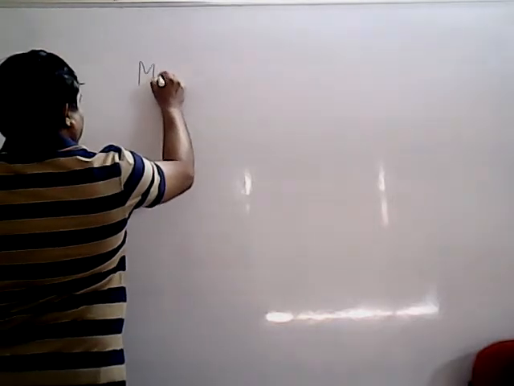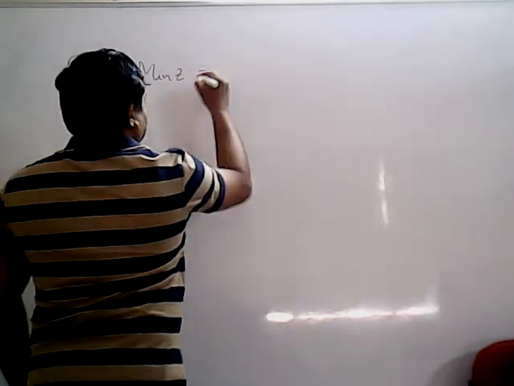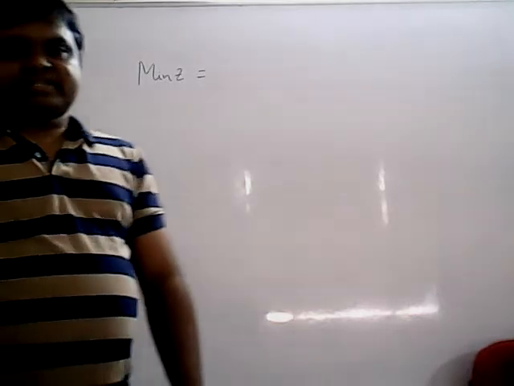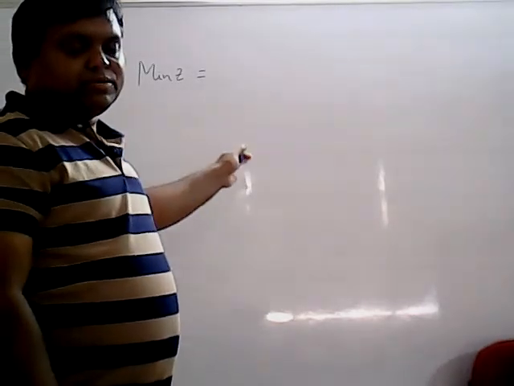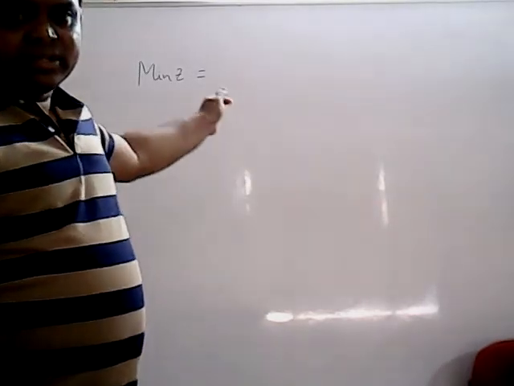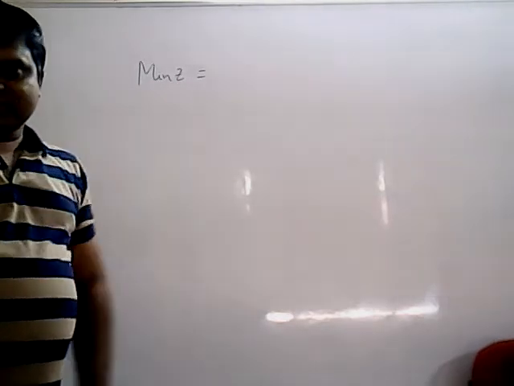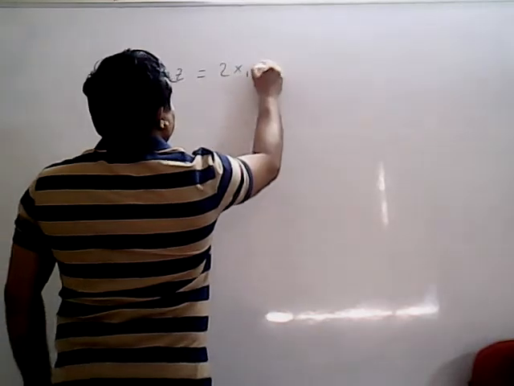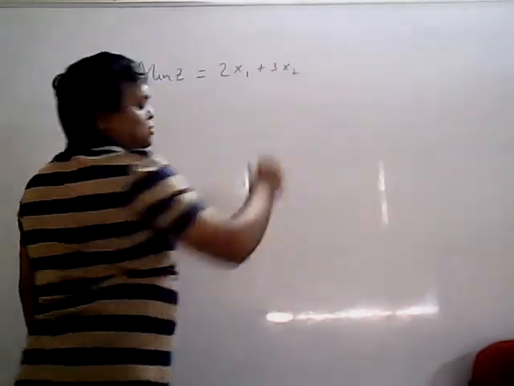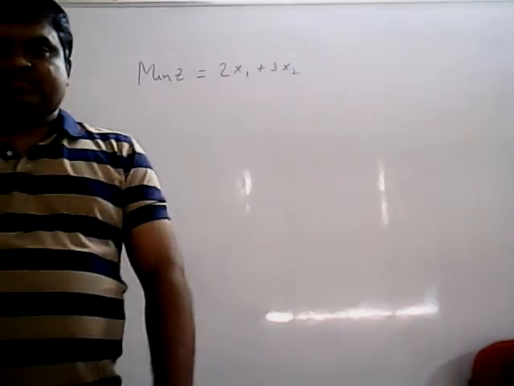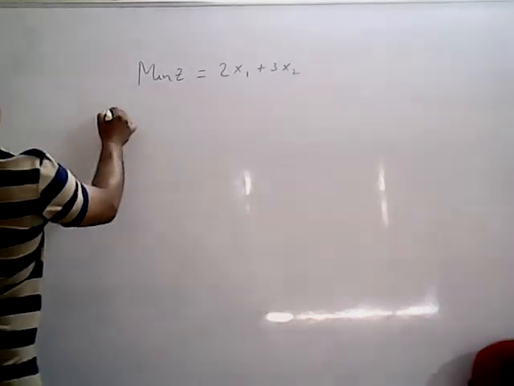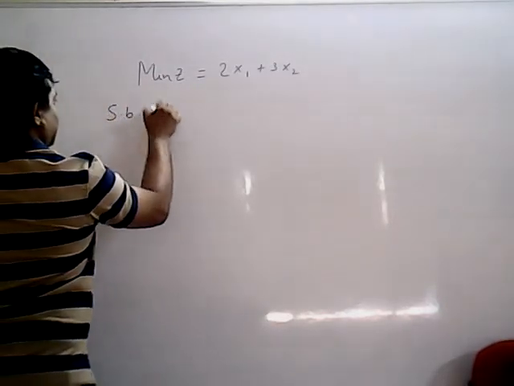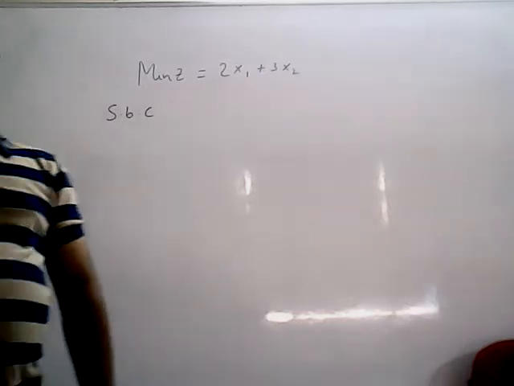Minimum z equal to 2x1 plus 3x2. It is the same problem we did in the Big-M method; now we are doing it by using the two-phase simplex method. Next line: subject to the constraints.